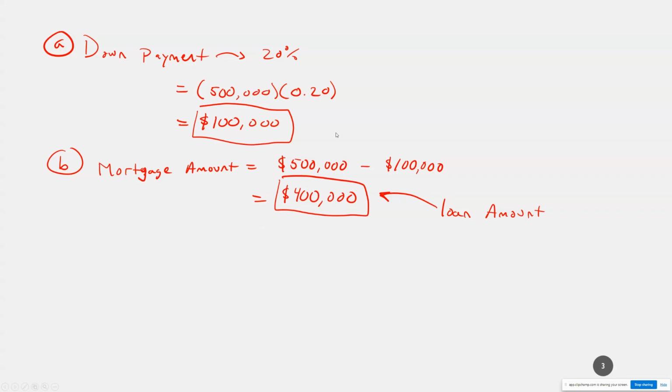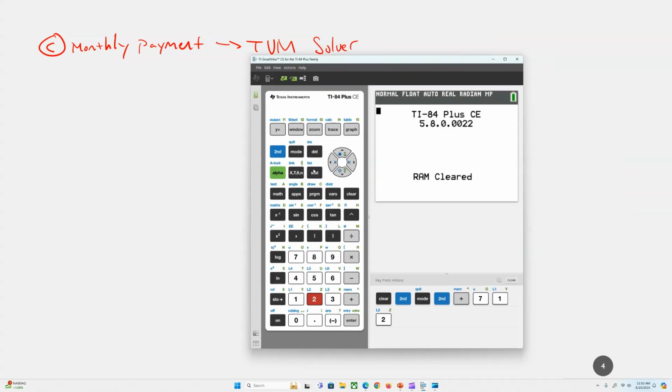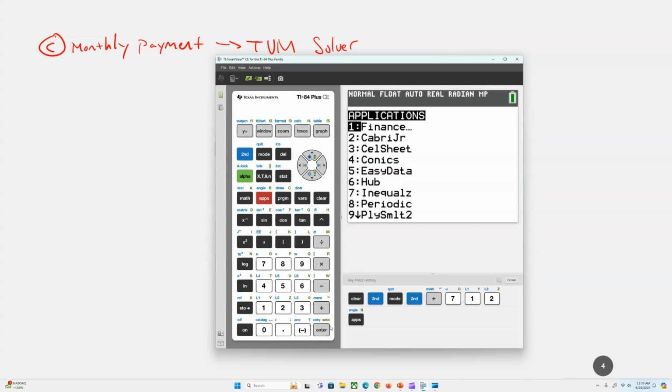All right. Next, let's find our monthly mortgage payment. What we're going to use here is the TVM solver in our calculator. So let me load up the emulator here so you can see it. Just as a quick review, to find this, you're going to press the apps button on your calculator. Under number 1, you're going to do finance, and it's the TVM solver, time value money solver.